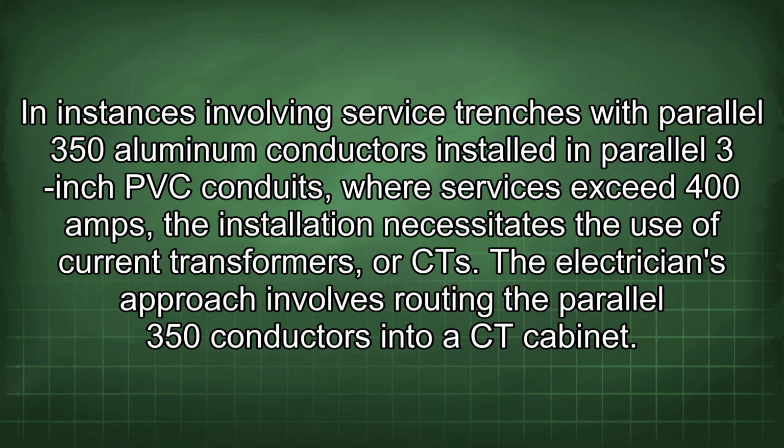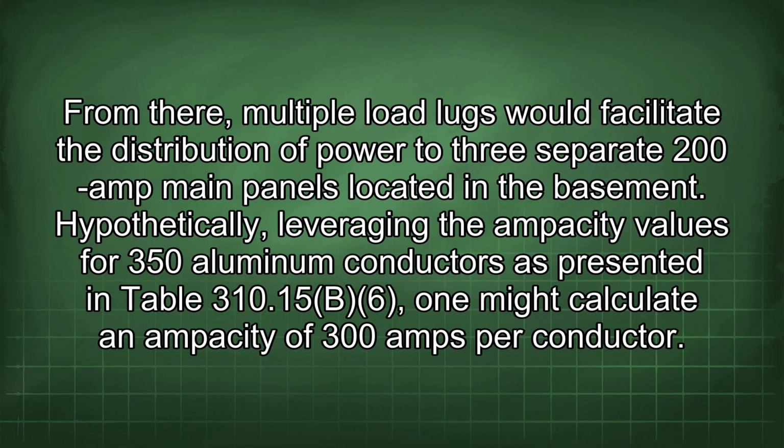In instances involving service trenches with parallel 350 aluminum conductors installed in parallel 3-inch PVC conduits where services exceed 400 amps, the installation necessitates the use of current transformers, or CTs. The electrician's approach involves routing the parallel 350 conductors into a CT cabinet. From there, multiple load lugs would facilitate the distribution of power to 3 separate 200 amp main panels located in the basement.